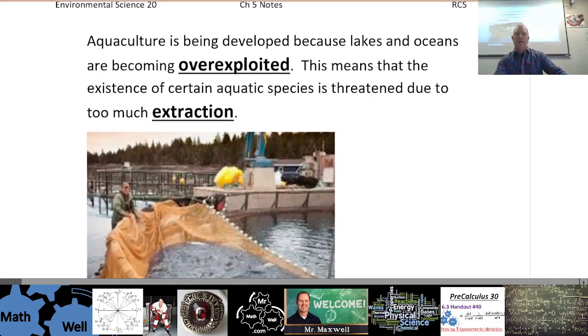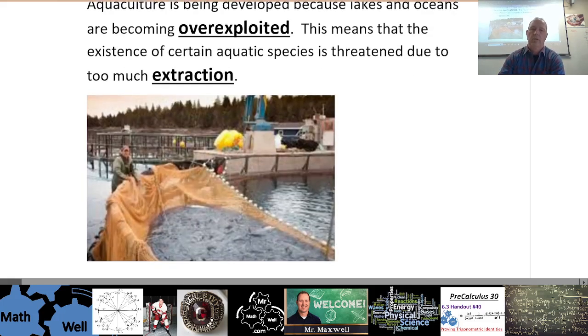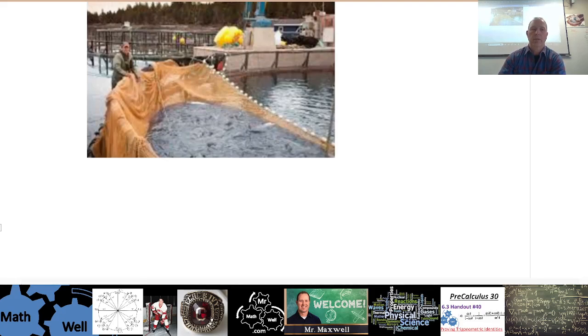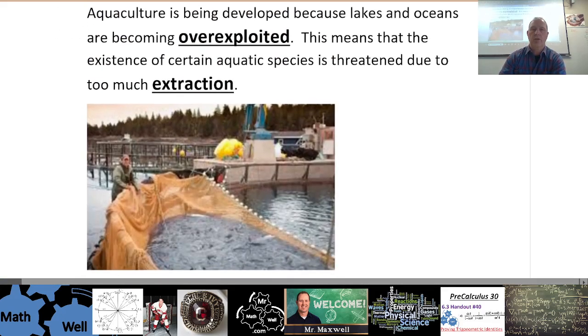Aquaculture is being developed because lakes and oceans are becoming overexploited. This means that the existence of certain aquatic species is threatened due to too much extraction, or being taken out. Okay, this looks like an aquaculture operation. This guy's got some fish in there. They're growing the fish and then fishing them. It's very controlled.